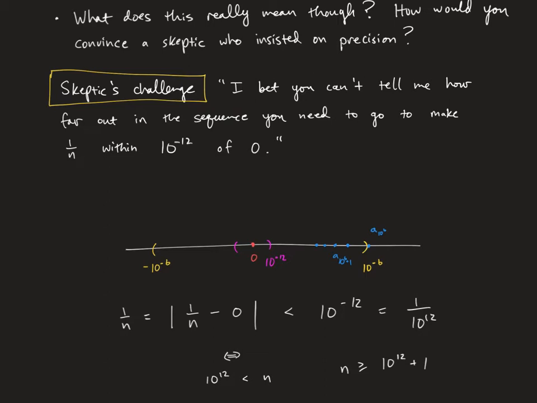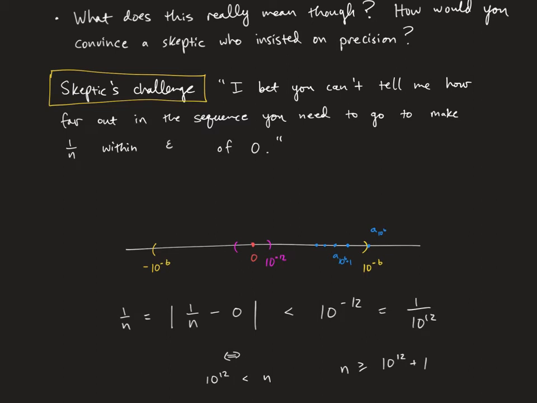At this point, after 2 challenges, you being the astute observer that you are, you would say, well, this is going to follow a familiar pattern. Whatever error the skeptic would allow, if the skeptic says, okay, I bet you can't make the distance between the terms in the sequence and 0 within this epsilon error, you'll be able to respond in kind.